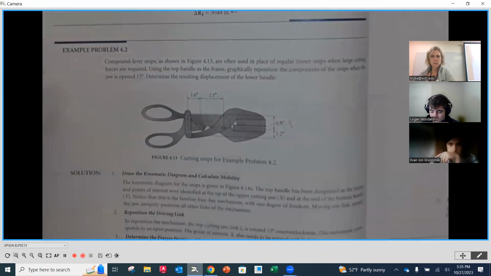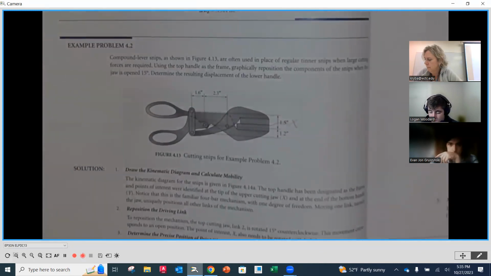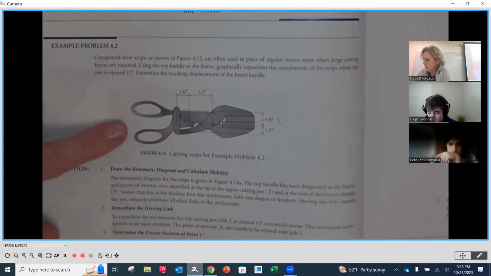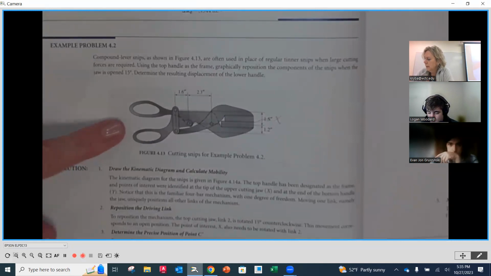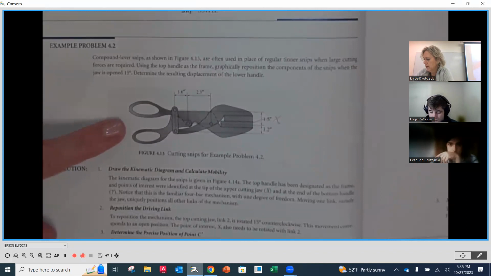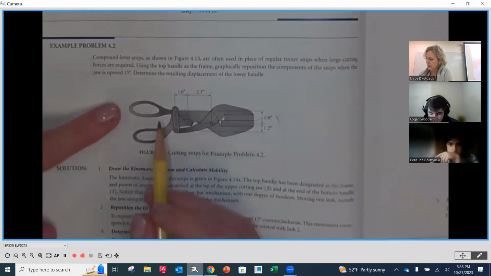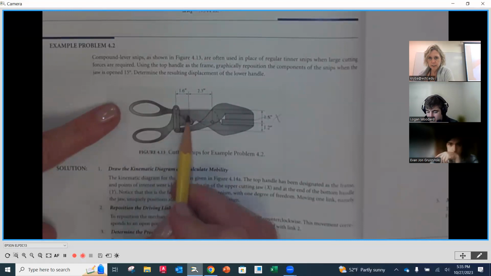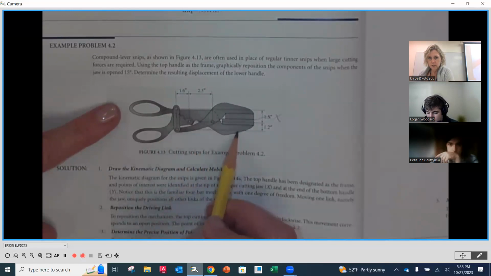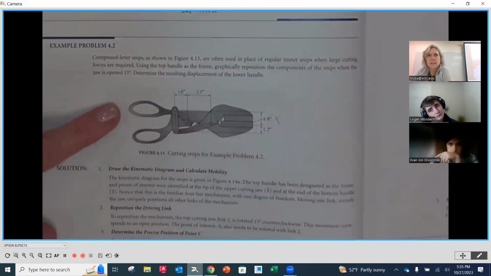Okay, so here we have a compound lever snips, shown in our illustration. They're often used in place of regular tin snips when there are large cutting forces required. Using the top handle, which is connected, it's all one piece and it actually goes to the bottom here. Do you see that? It's all one piece right there. That is going to be identified as the frame.